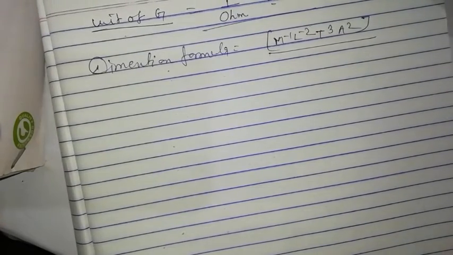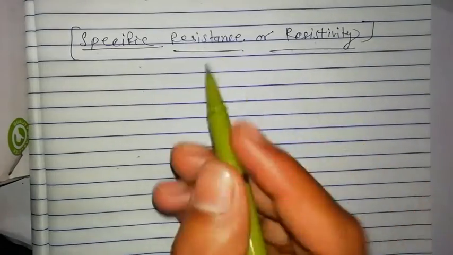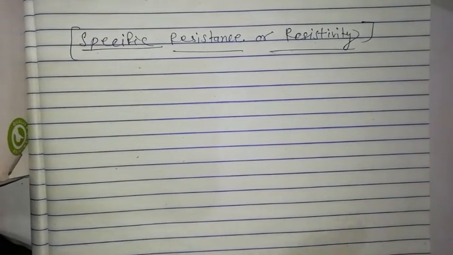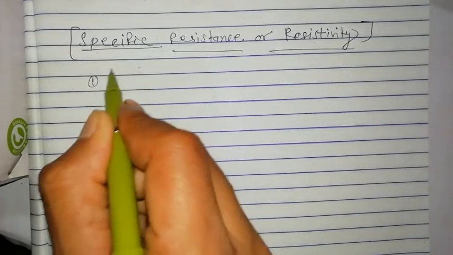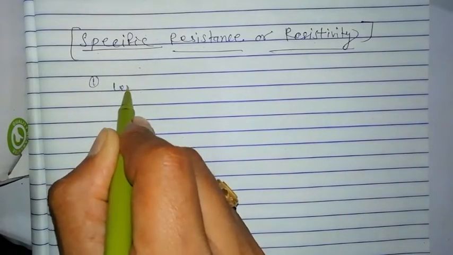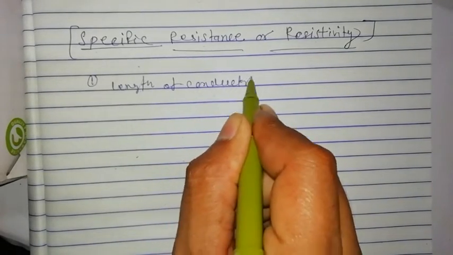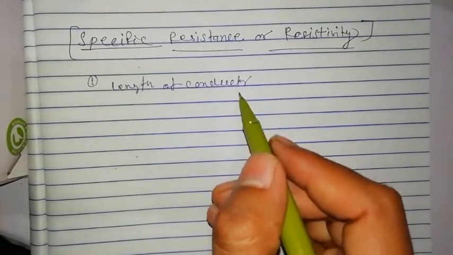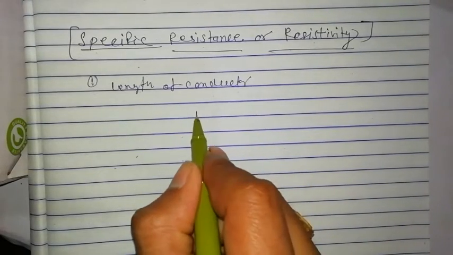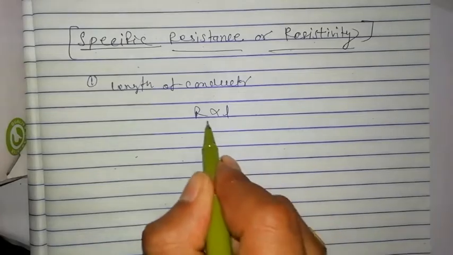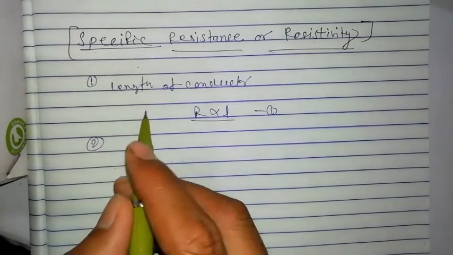Now, specific resistance or resistivity. You know that the electrical resistance of a conductor depends on the following factors. The first factor is the length of the conductor. The electrical resistance of a conductor is proportional to its length. Then R is directly proportional to the length of the conductor. This is equation number 1.